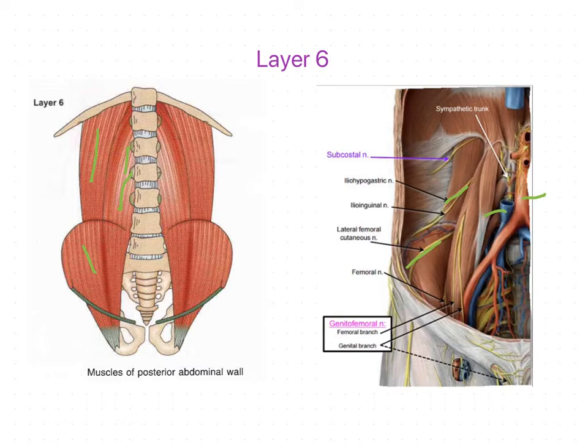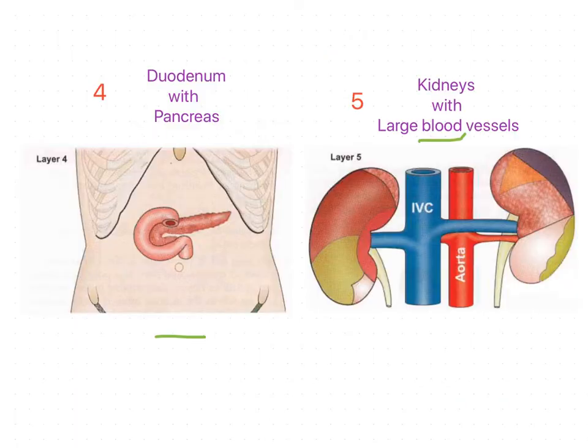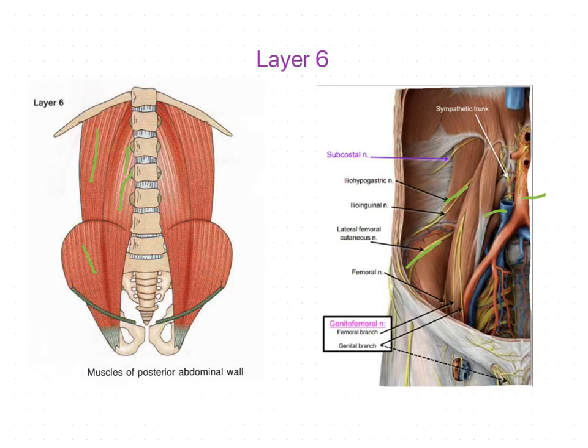So the first layer is the anterior abdominal wall, and then the second layer includes liver, stomach and omentum, and the third layer includes mainly the intestines, and the fourth layer mainly includes the duodenum with pancreas, and the fifth layer the kidney with large blood vessels, and the sixth layer is the posterior abdominal wall, with its muscles and some of the vessels and nerves related to the posterior abdominal wall. So these are all the layers of the abdomen.